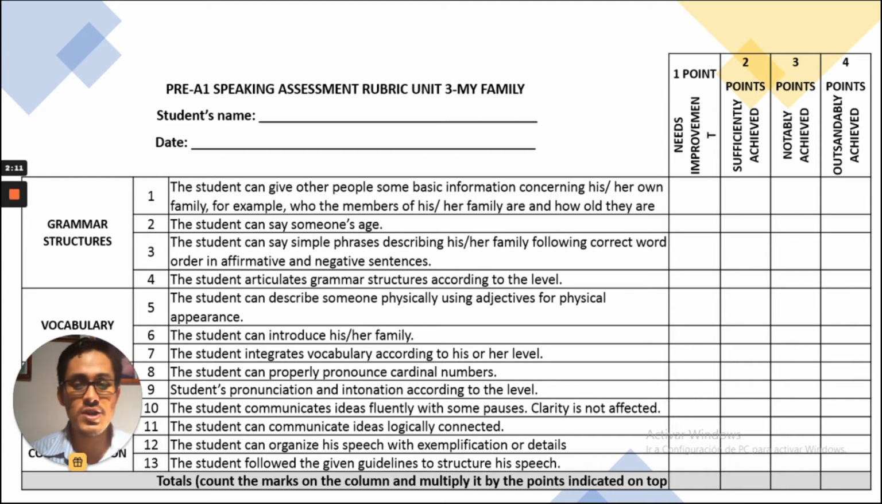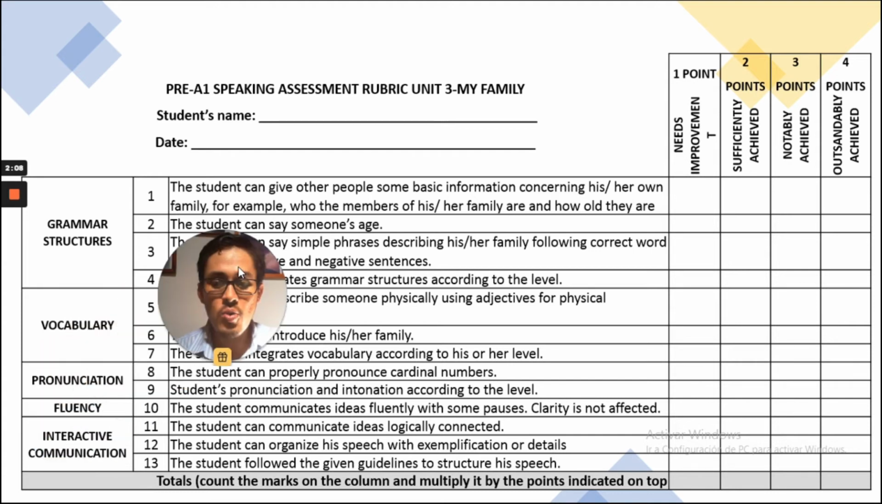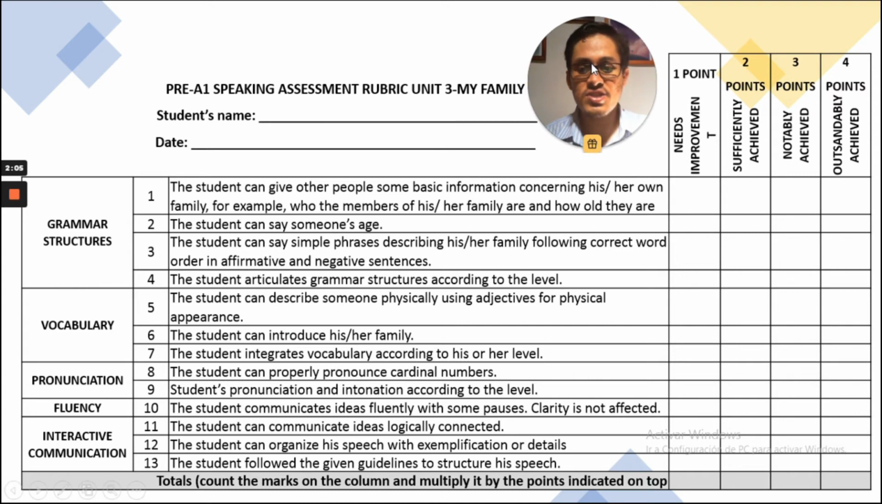As you can see, we're talking about grammar structures, vocabulary, pronunciation, fluency, and interactive communication. And for each part, we have different criteria. For example, in grammar, criteria 1, 2, and 3 refer to the specific content that you have just developed in class and that you are verifying, while criteria number 4 refers to a general achievement. And instead of using a scale from 1 to 10, we have 4 criteria, and each criteria has specific points.